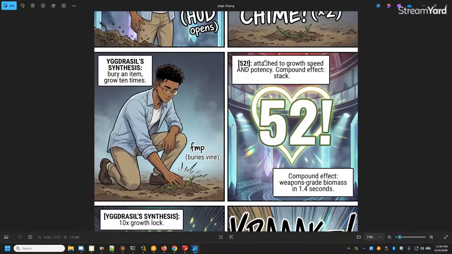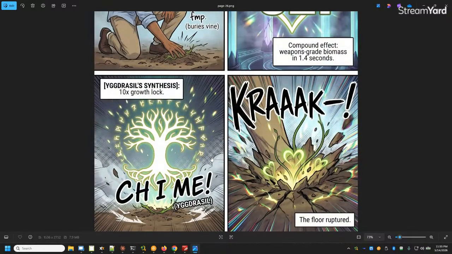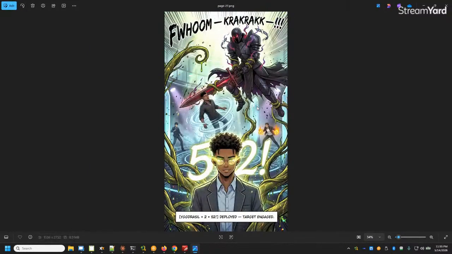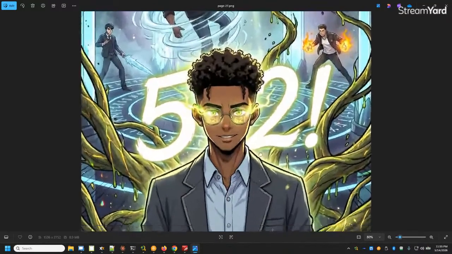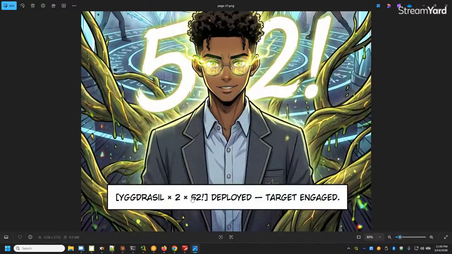All right. And potency, compound effect stack. Compound effect, weapons grade biomass in 1.4 seconds. And then of course it grows. It did rupture, and now you've got a tree. Or at least I think you got a tree. Or you got something that can wrap the boss all up. Yggdrasil times 2 times factor 52 or 52 factorial deployed target engage.